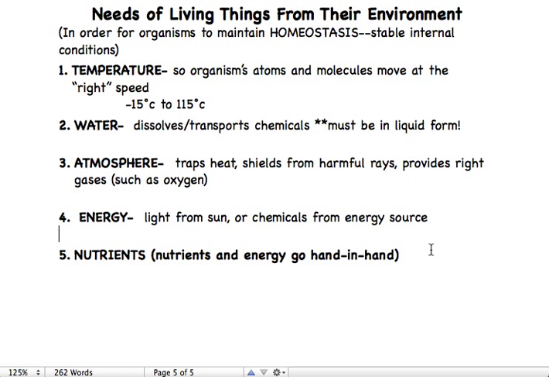Number 3, atmosphere, which traps heat, shields from harmful rays, and provides the right gases such as oxygen. 4, energy, light from the sun or chemicals from an energy source, which is ultimately going to be the sun, because that's where those chemicals are going to be synthesized by a plant that is using sunlight. And number 5 is nutrients. And again, nutrients and energy go hand in hand.